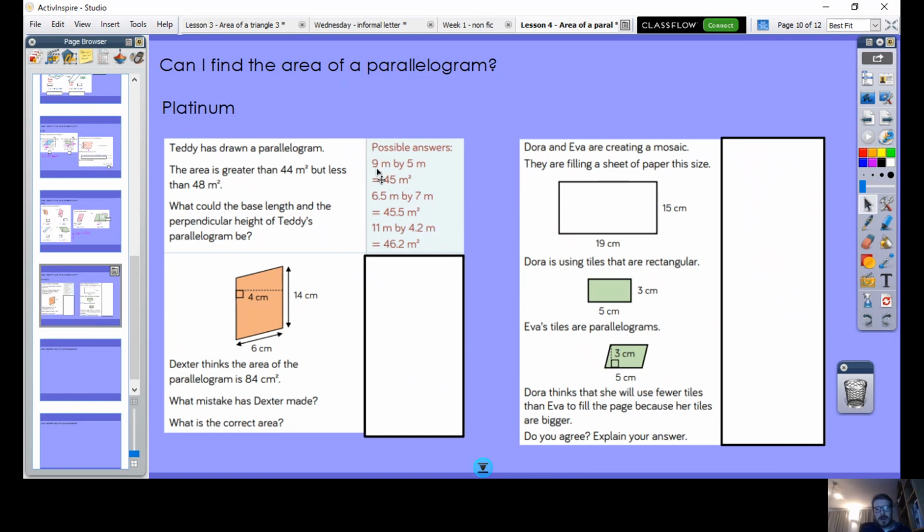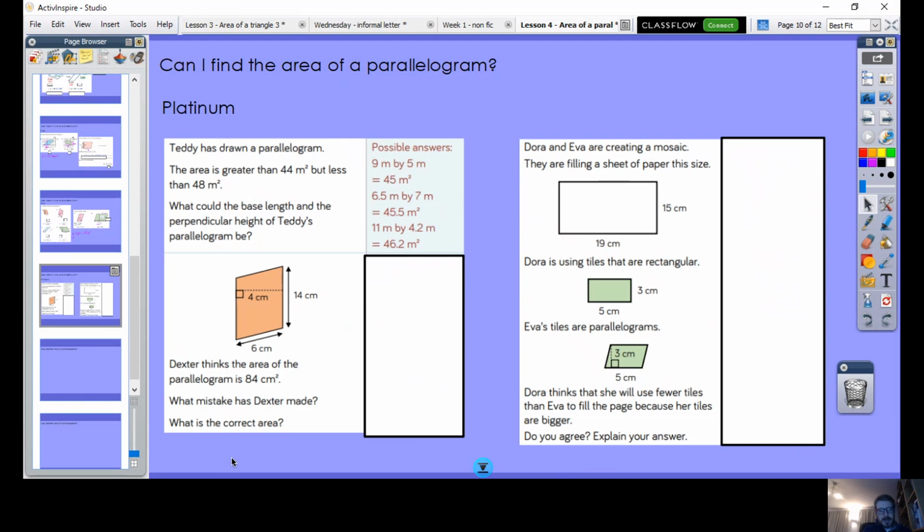So it could have been 9 meters by 5, because 9 times 5 is 48, which is between 44 and 48. 6.5 by 7, which will give us 45.5, or 11 by 4.2, which gives us 46.2. As long as you've got 2 numbers you multiply together, which then give an answer between, it must be more than 44 and less than 48. So you might have had different answers to this one.